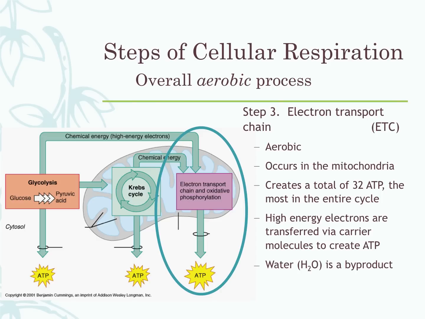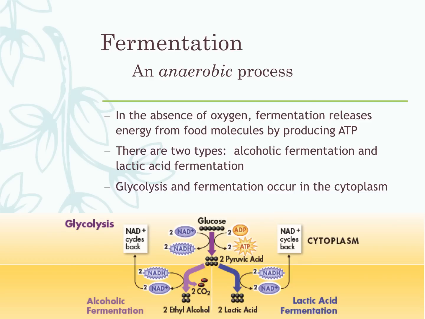So what happens in the electron transport chain is these high energy electrons get transferred by carrier molecules, and those are what creates this huge batch of ATP molecules. In this step of the process, water is a byproduct. So we have carbon dioxide created in the Krebs cycle, and then we have water that's given off during the ETC. If you want to stop your notes there, you may.